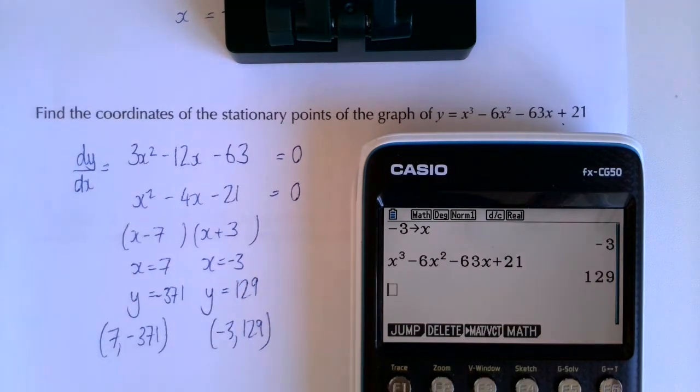And maximum minimum, well, I know that this is a happy cubic, so it's going to be this sort of shape. So this one will be my maximum because its x value is first, -3 comes before 7 on the x-axis. So this is my maximum, and this will be my minimum point. Well done if you got that.